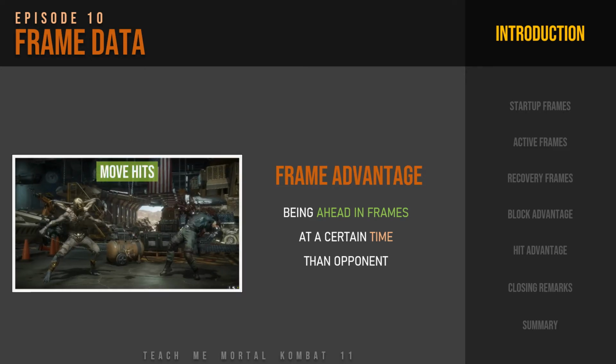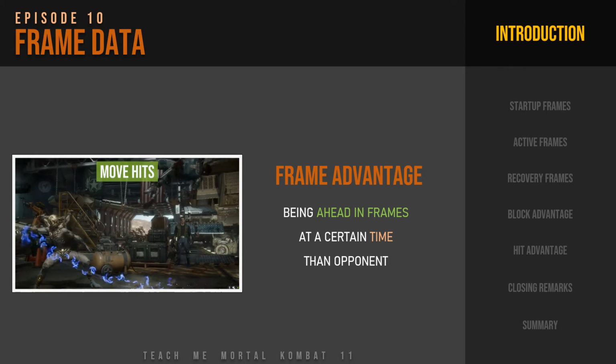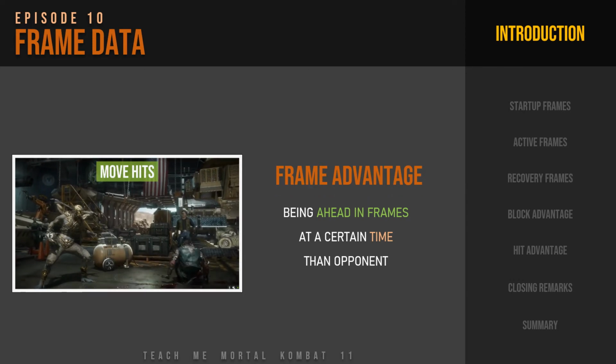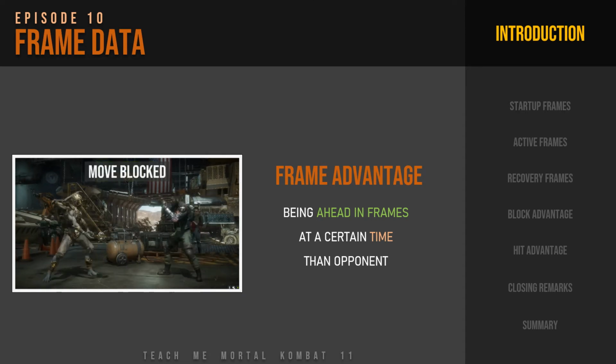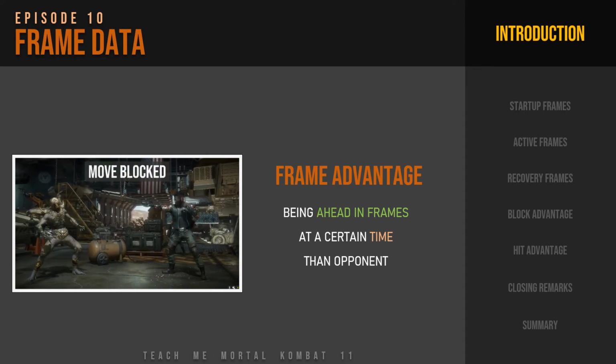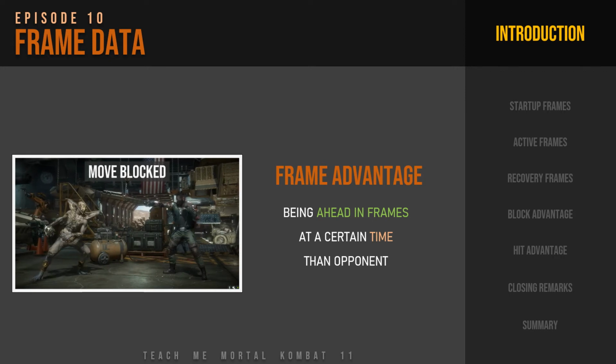For example, in this case, Collector is able to hit Jax and gains a frame advantage over Jax and is able to do two standing ones before Jax player can get up. Similarly, when the move is blocked, then Jax is at a frame advantage over Collector and is able to put out a standing one before Collector.